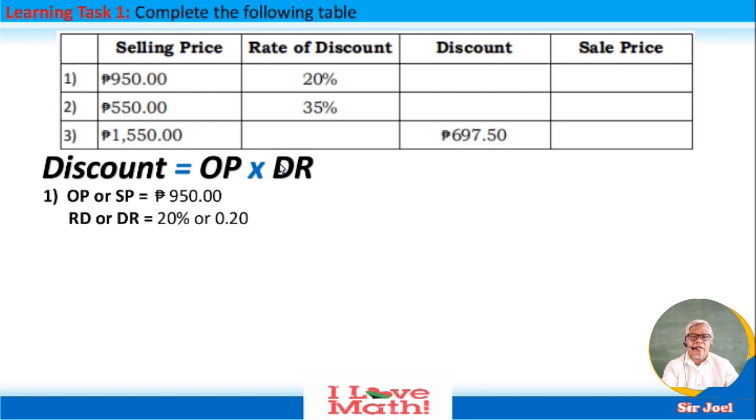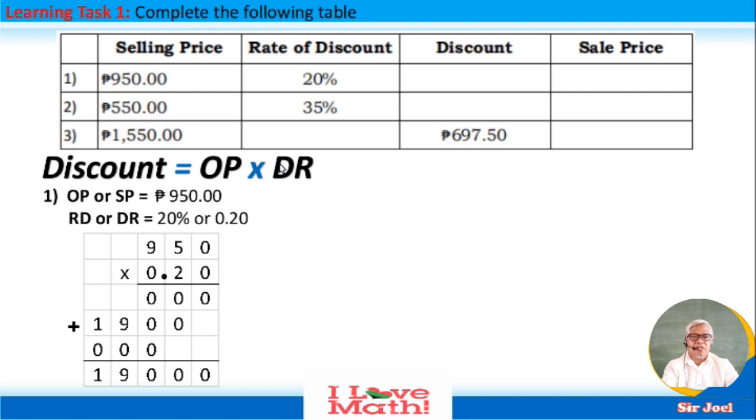So in problem 1, the original price or the selling price is 950 pesos, while the rate of discount or discount rate is 20%, which is equivalent to 0.20. Bakit nga naging 0.20? I-move natin yung decimal point from the end 2 places to the left. Kaya siya naging 0.20. And since discount is original price times the discount rate, we now have 950 times 0.20.